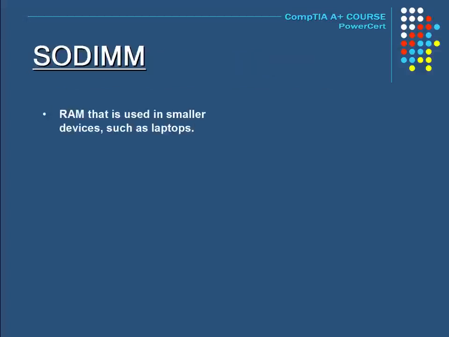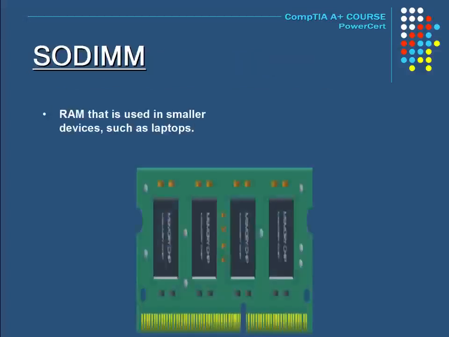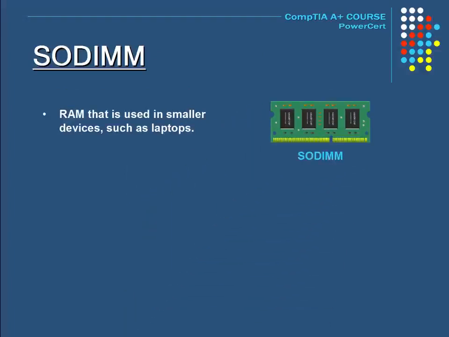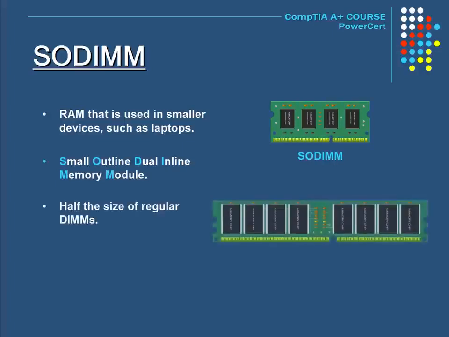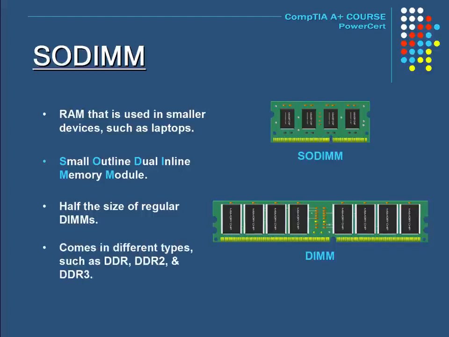The kind of RAM that is used in smaller devices, such as laptops, is called SODIMM. SODIMM stands for Small Outline Dual Inline Memory Module. SODIMMs are roughly half the size of regular DIMMs. And like DIMMs that are used in desktops, SODIMMs also come in different types, such as DDR, DDR2, and DDR3. So if you plan on adding RAM to your laptop, you need to make sure you install the correct type, because the different levels of DDR in the SODIMMs are not compatible with each other.